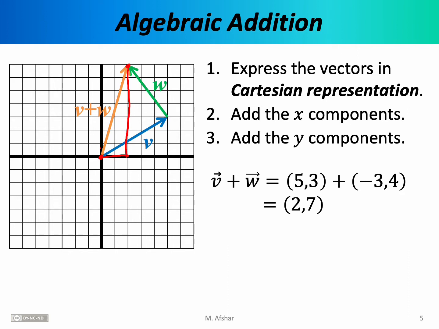So the geometric method and the algebraic method are consistent and they complement each other nicely. To reiterate, in order for this procedure to work, the vectors must be written first in their Cartesian representation. The process of adding x's together and adding the y's together is sometimes referred to as component-wise addition.